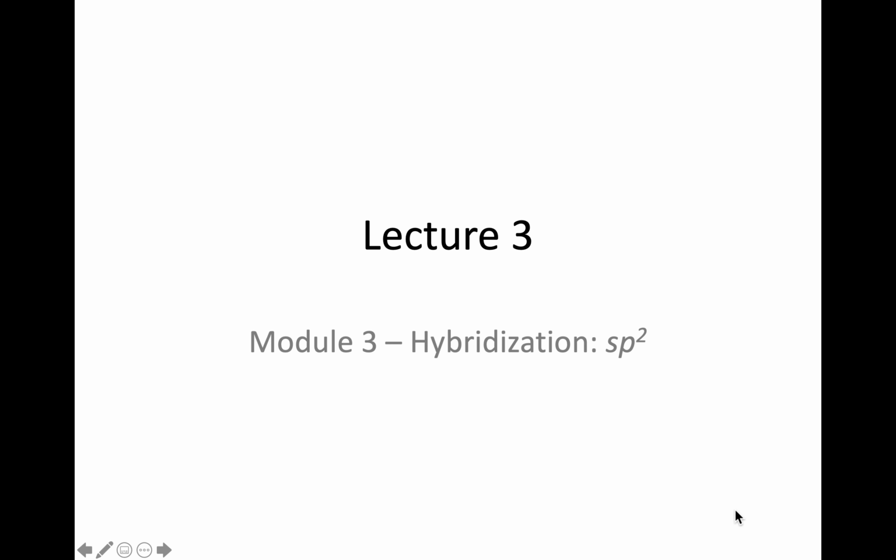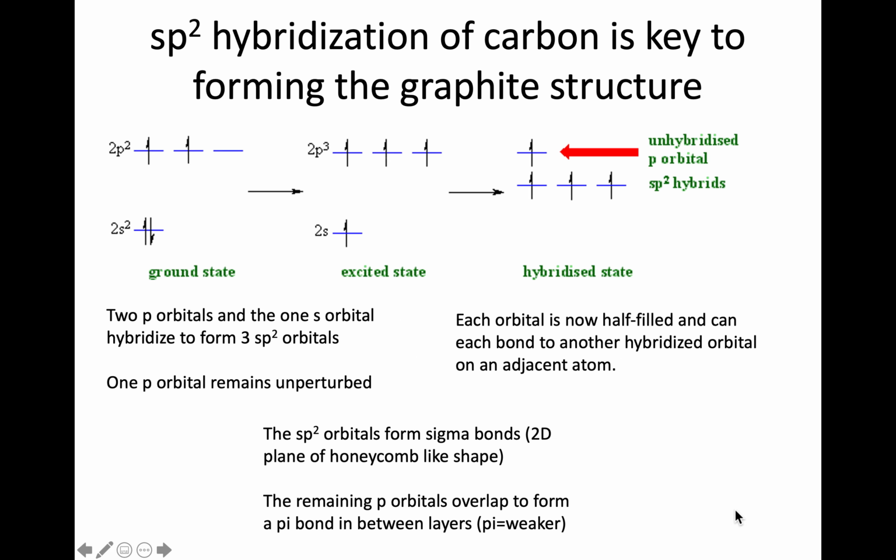All right, so in this module, we're going to go ahead and look at the sp2 type of hybridization. So again, this is going to be carbon. So we saw the ground state for carbon. We had 2 electrons in the 2s, so 2s2, and we had 2 electrons in 2p2. And so this is how that would look.